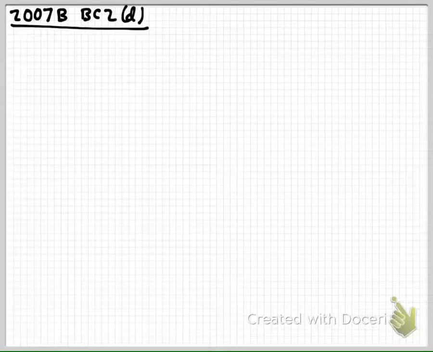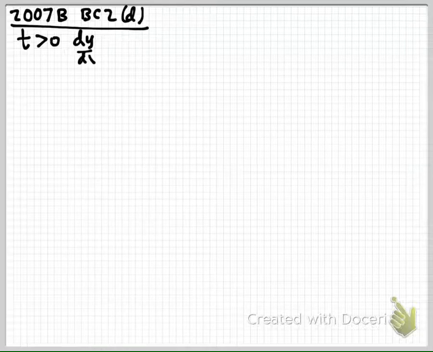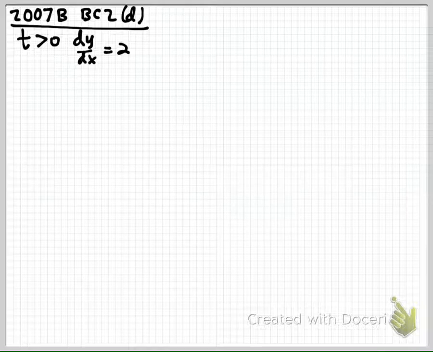Well, it says for t greater than 0, there's a point on the curve where the line tangent has slope 2. Okay, so when t equals 0, the dy/dx is equal to 2. Okay? So we know that. We're given that. At what time is the object at that point?